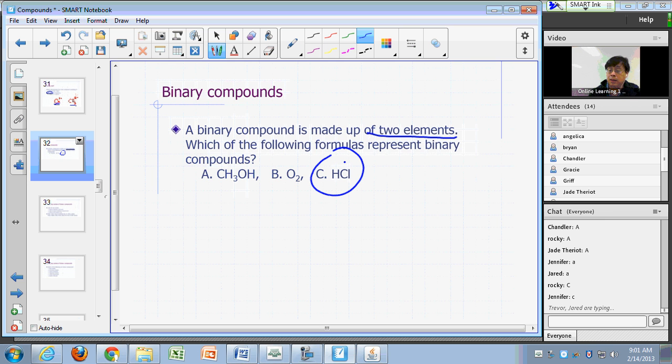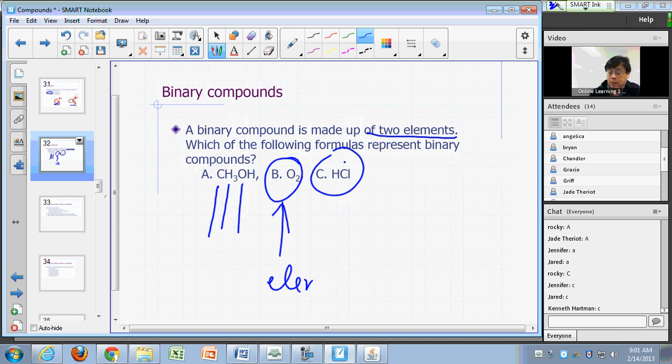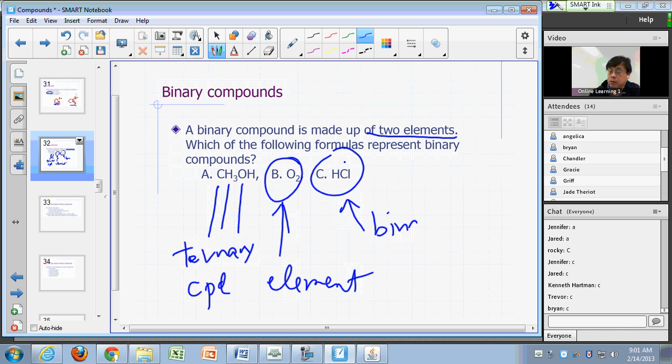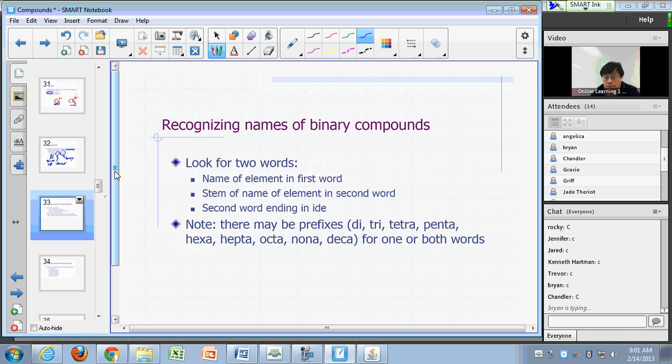Good. HCl, two elements. This has 1, 2, 3 elements, so this would be ternary. This is not a compound, okay? This is an element. This is a ternary compound. And this is a binary compound. Okay? Binary compounds are fairly easy to name, okay?